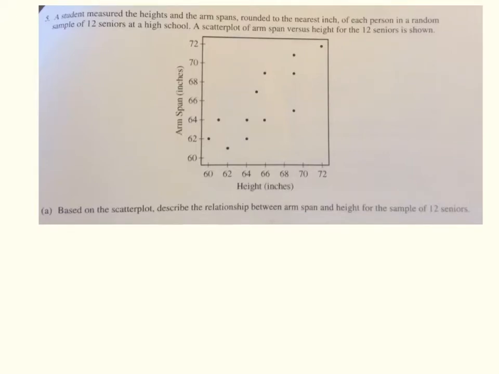Here we go with number 5. Question says, a student measured the heights and arm spans, rounded to the nearest inch, of each person in a random sample of 12 high school seniors. Here's a scatter plot of arm span versus height for the 12 seniors shown. A, based on the scatter plot, describe the relationship between arm span and height for the sample of seniors.